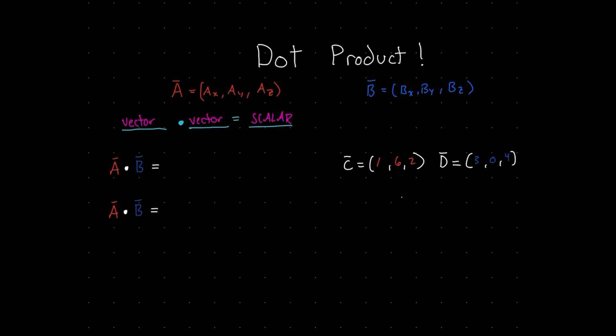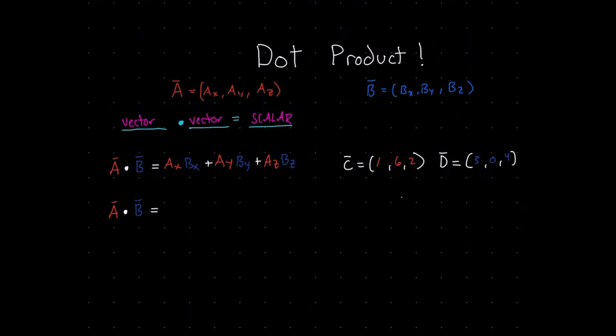All right, so we have these two vectors here, a and b, and what we want to do to find the dot product is take ax times bx, plus ay times by, plus az times bz. And this can be expanded to greater dimensions as well.